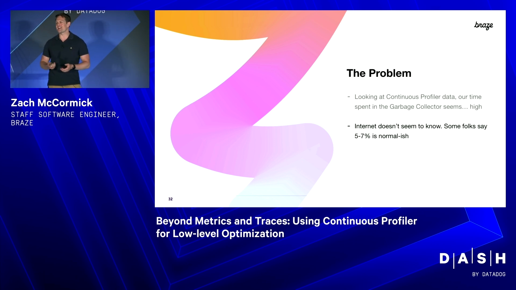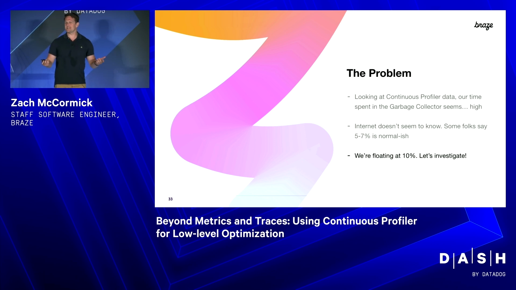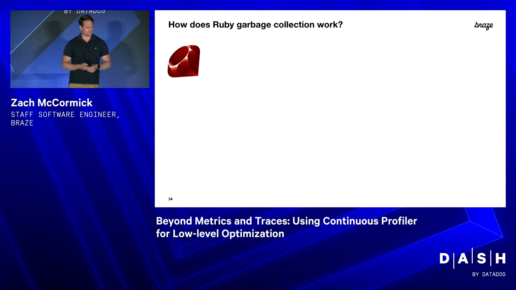There's a few threads on Stack Overflow, quite a few very strongly worded posts on Reddit and Twitter talking about where it should be or where it shouldn't be. And I kind of concluded 5 to 7% was pretty normal. So I'm contributing one more data point, I guess, to the world on that one. And we're floating at like 10%. So that seems a little high. So I decided to investigate.